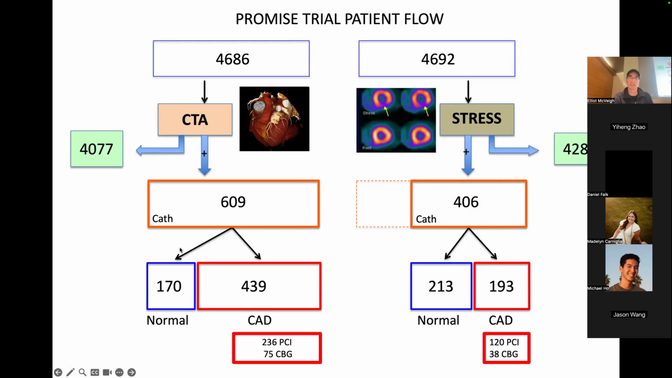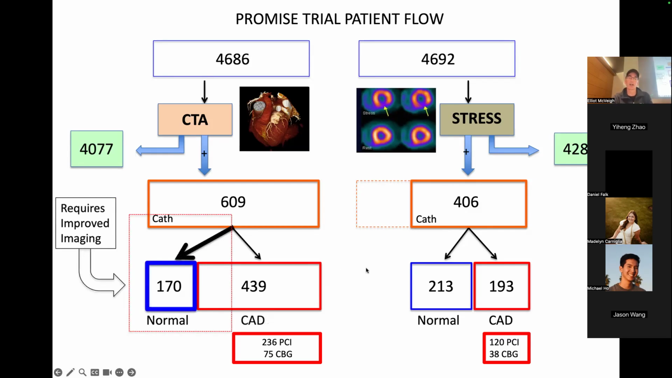We as engineers, let's see. There's obviously a problem here still, right? And that is of these 609, 170 were normal in the cath lab. So we have a problem on this side that they went into the cath lab and they're normal, and that's an issue. We need to make better pictures so that this doesn't happen, right?